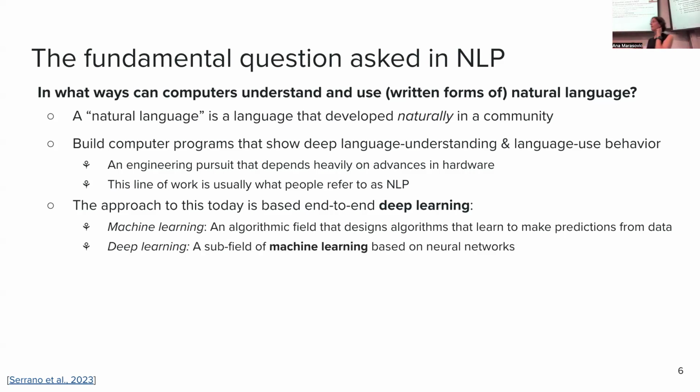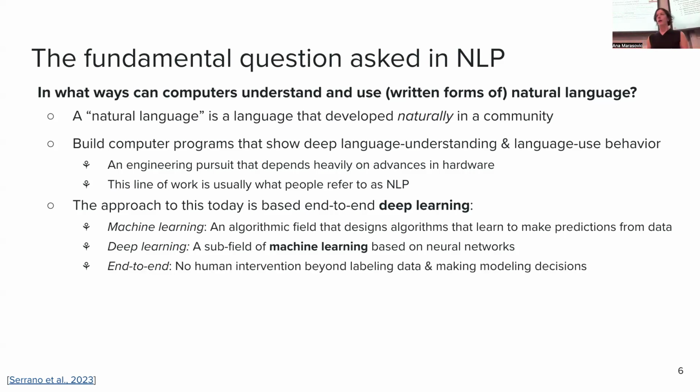Deep learning is a subfield of machine learning where this model that I mentioned, with its own parameters, is a specific type of machine learning model called a neural network. End-to-end means that there is no human intervention about how this model is going to find the solution to this problem beyond giving it labeled data.